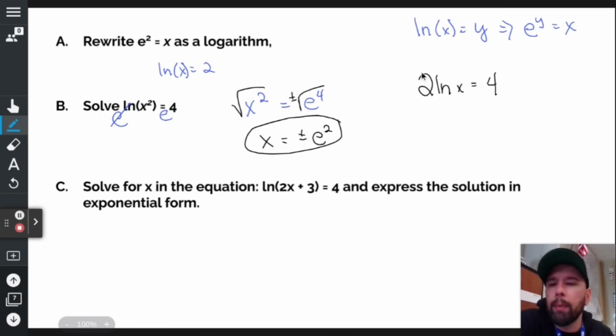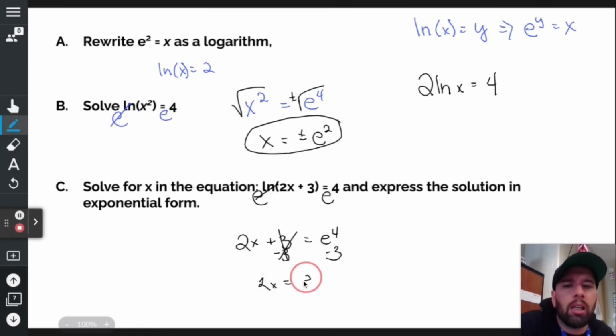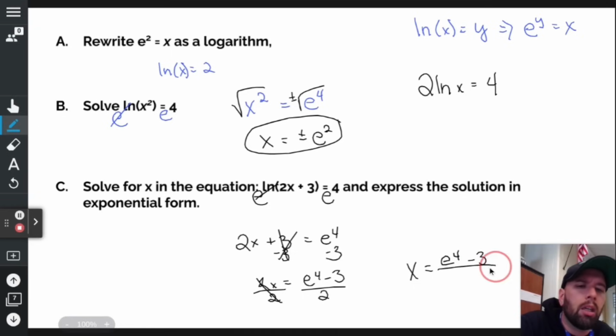Solve for x in the equation ln of 2x plus 3 equals 4 and express the solution in exponential form. Okay, why don't I just take e to the power of both sides again? That way these guys cross out. I get 2x plus 3 equals e to the fourth. Subtract 3, subtract 3. Cross you out. 2x equals e to the fourth minus 3. Divide everything by 2. And x is going to equal e to the fourth minus 3 over 2. Bam, bam, bam, bam.